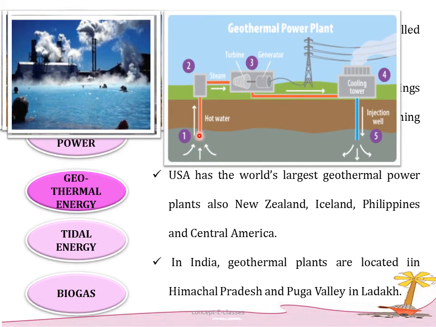So this is a geothermal power plant. Here the hot water is released through the steam vent, and the steam can be used to generate electricity by using a turbine and a generator. The hot water can be released through geysers, hot springs and steam vents. So these all are sources of geothermal energy.